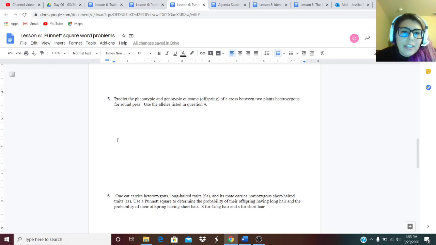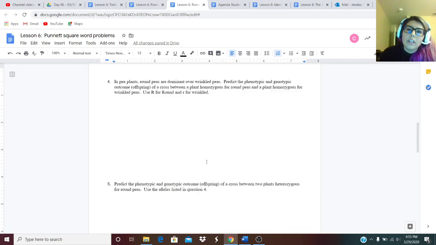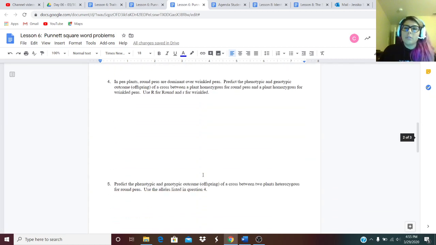All right, one cat carries heterozygous for long hair, and its mate carries homozygous for short hair. Use a Punnett square to determine the probability of their offspring having long hair and the probability of their offspring having short hair. If we're seeing that word probability, you're just answering everything with all this information. Probability is represented in this case as a percentage. So what percentage is going to be long hair? What percentage is going to be short hair?